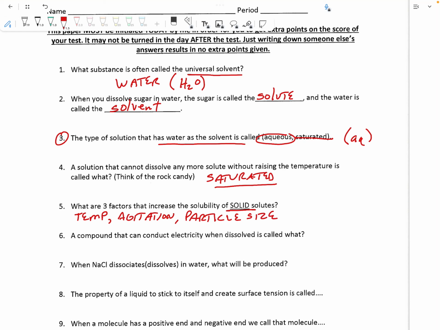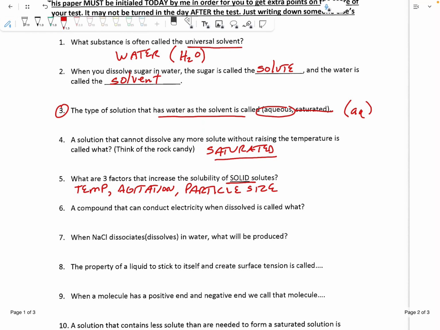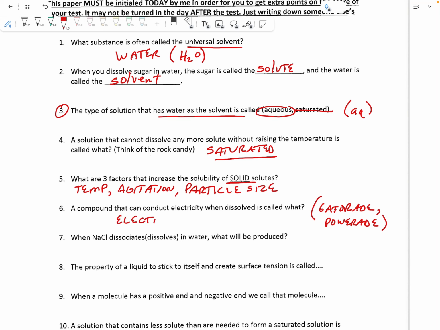Okay, number 6. A compound that can conduct electricity when dissolved is called what? And I asked you to think of Gatorade or Powerade, okay? So when those solutes are dissolved, they have positive and negative ions in solution, and those are called electrolytes. All right?